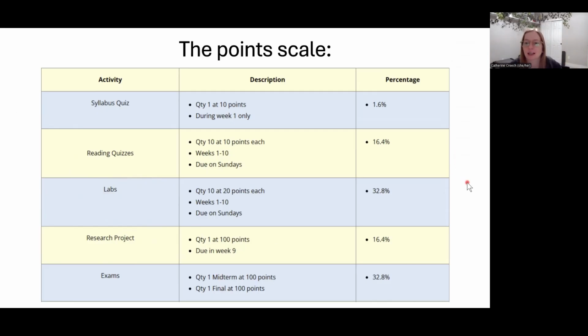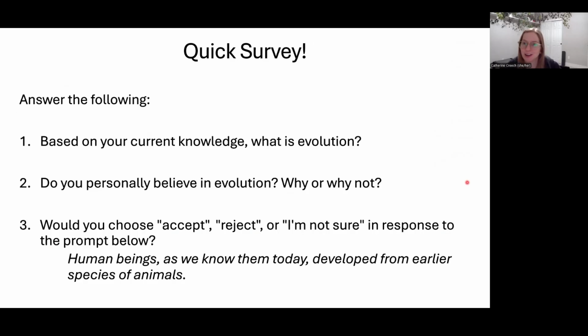We'll talk about it. And that gets us to our survey question. So if we were doing this in person, I would have you turn it in. You don't have to email it to me unless you want to. This is just for you to think about. I want you to think about your own personal position on this. So ask yourself the following question. Based on your knowledge currently, what is evolution? Do you personally believe in evolution? Why or why not? And would you choose to accept, reject, or I'm not sure in response to this prompt? Human beings, as we know them today, developed from earlier species of animals. Pause the lecture, take a moment, and reflect on these questions.